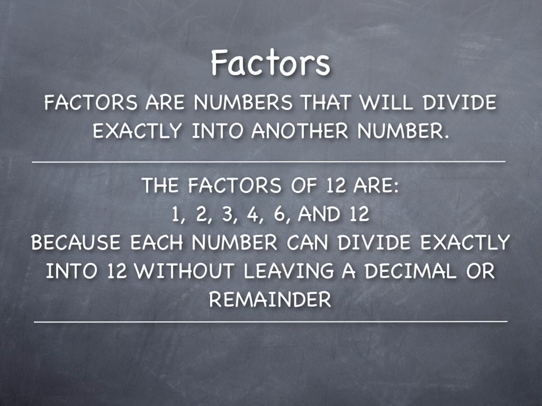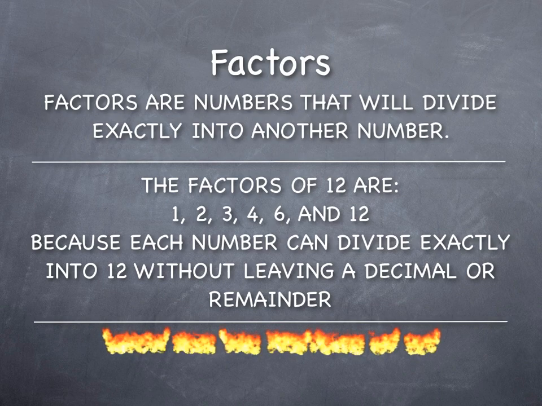For instance, 12 can be divided by 2 exactly 6 times. And 12 can be divided by 6 exactly 2 times. So 2 and 6 are factors of 12. Okay. 5 can divide into 12, but the answer is 2.4. Okay. That's decimal. It's not a whole number, so we wouldn't call 5 a factor of 12. Okay. Why don't you see if you can give it a try?